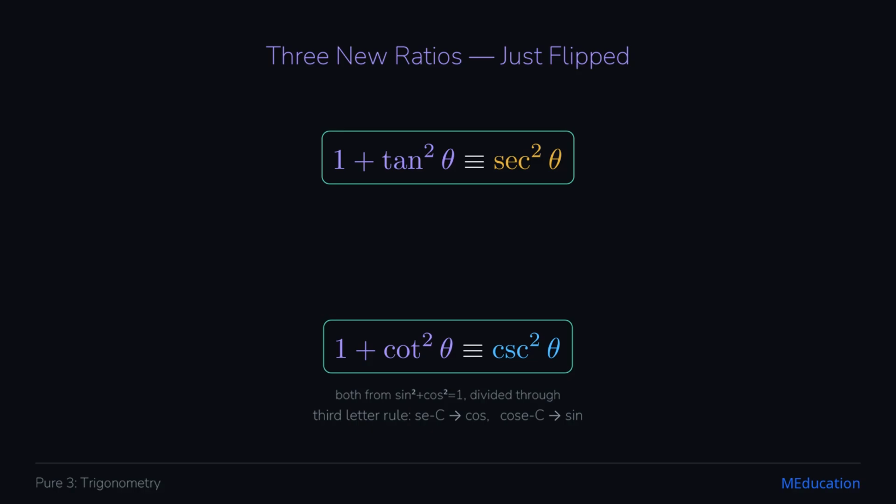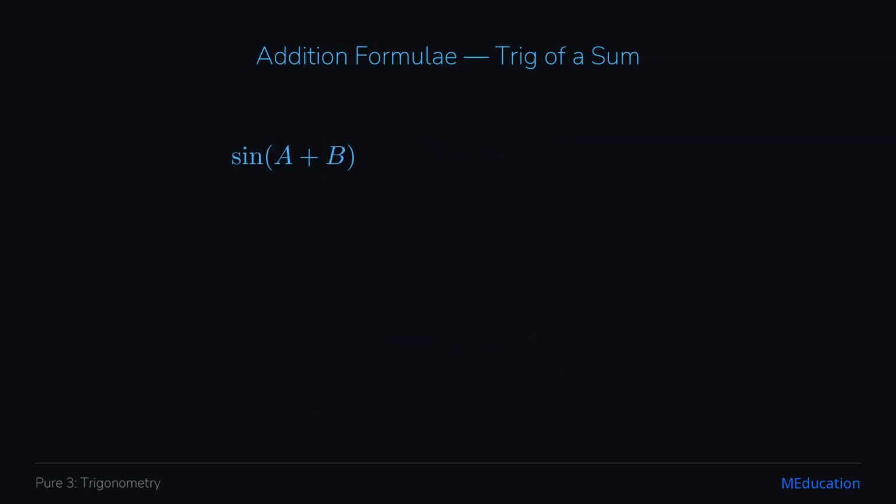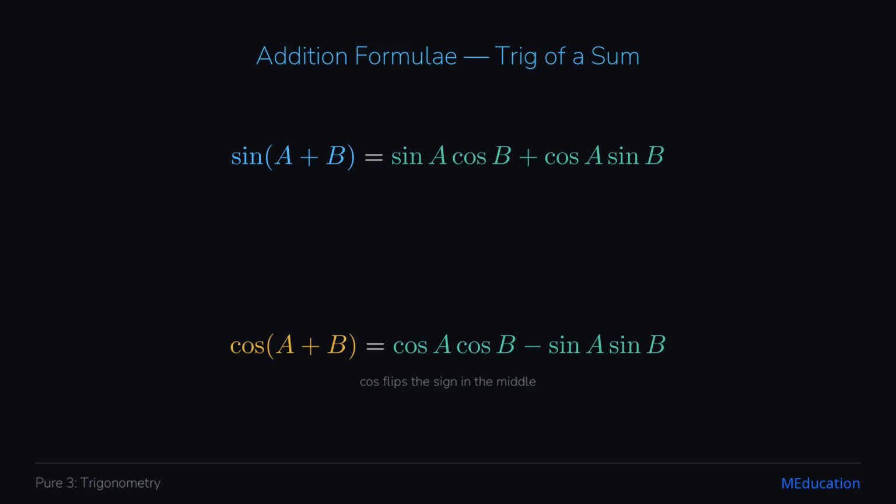2 identities, 1 parent. Here is the big one, and the single most common mistake in all of trig. The sine of a plus b is not sine a plus sine b. It never was. The real formula mixes both angles together: sine a cos b plus cos a sine b. Cosine is similar but sneakier. It flips the sign in the middle.